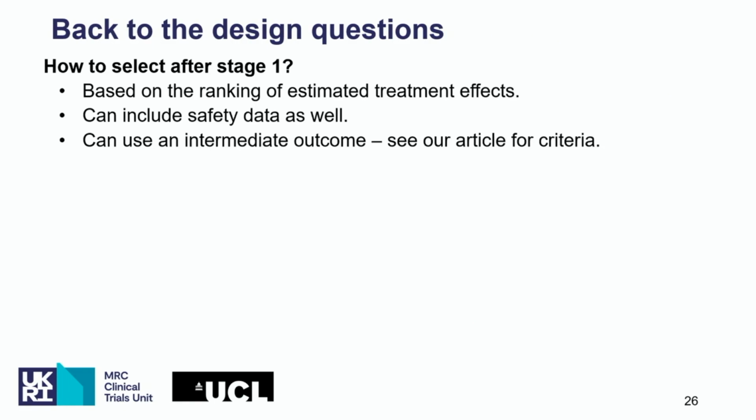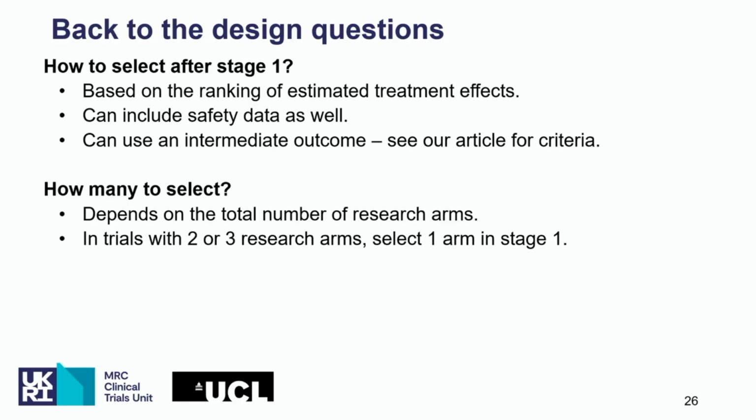So back to the design questions: how to select after stage 1. It turns out ranking these treatments based on the estimated treatment effect is very robust. So you can rank these and select the one with the largest effect size. You can include safety data in your selection mechanism. You can also use an intermediate outcome, but there are certain criteria that you need to read in our article. I don't want to go through them, but I'm happy to discuss it at the discussion.